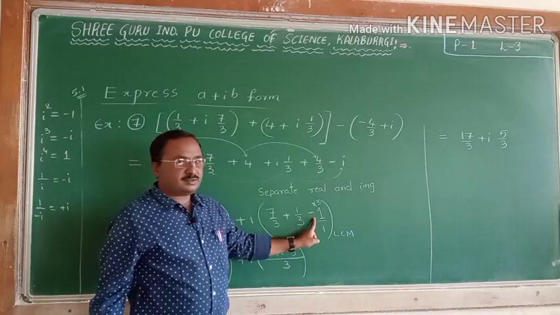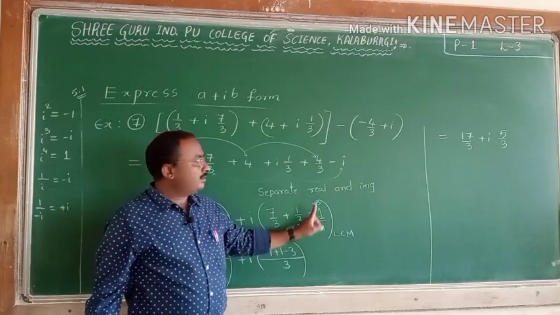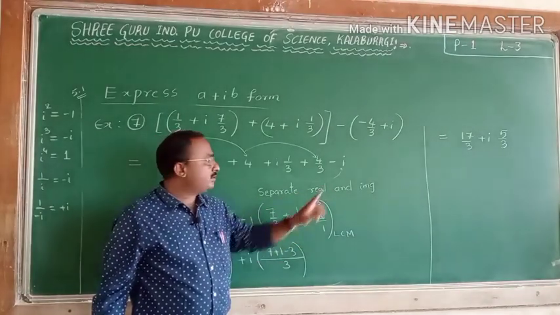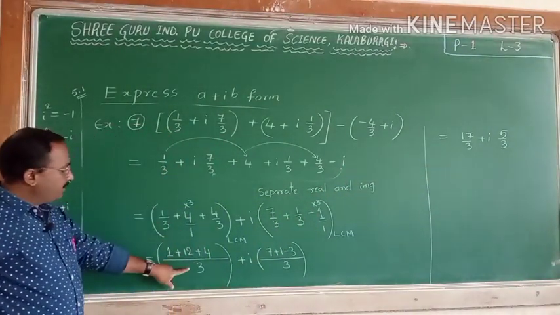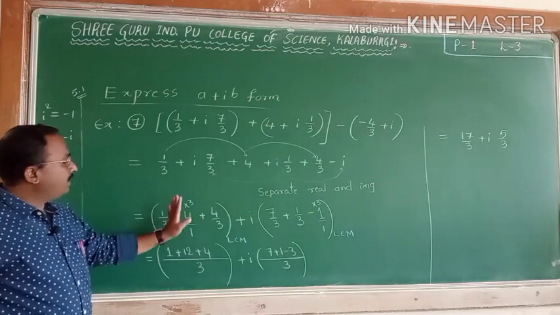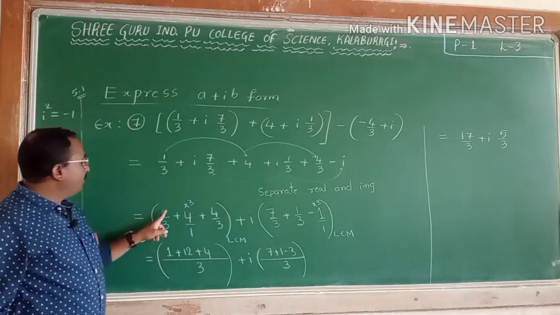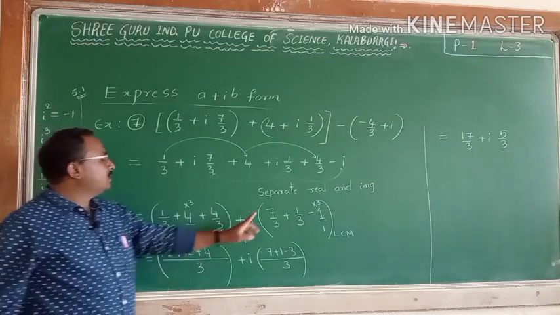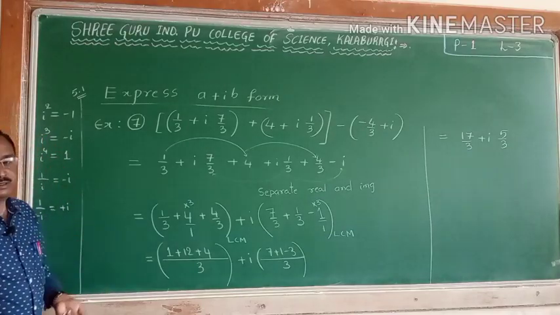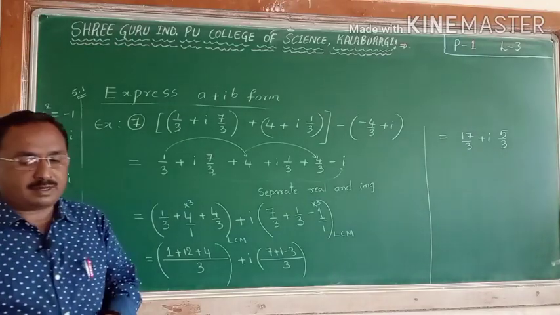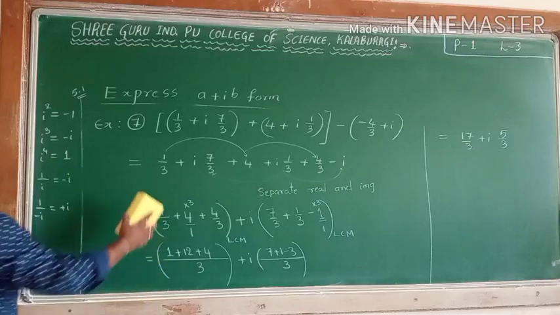Minus 1. Where minus i is there, its coefficient is minus 1. Understood? Apply LCM. LCM is 3. Here absent for 3, multiply by 3. Here LCM is 3, here absent for 3, multiply by 3. Then 1 plus 12 plus 4, 7 plus 1 minus 3. That is 17 by 3 and 5 by 3, the real and imaginary parts. Next, that is example number 8.